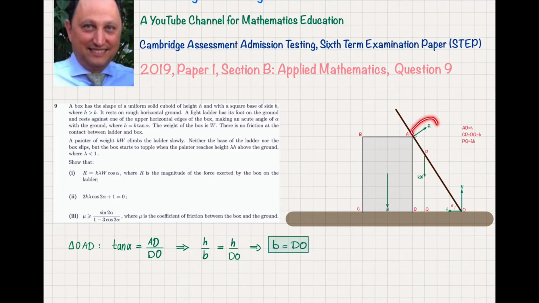So there are only two forces that have non-zero torques about O. One of them is R, one of them is KW. And of course it is clear that this force will try to rotate the ladder in the clockwise direction, and this force will try to rotate the ladder in the counterclockwise direction. So in equilibrium, the magnitudes of these two torques should be equal so that I can have the equilibrium. Okay, so that's the condition that I want to use. So part 1 of the problem.